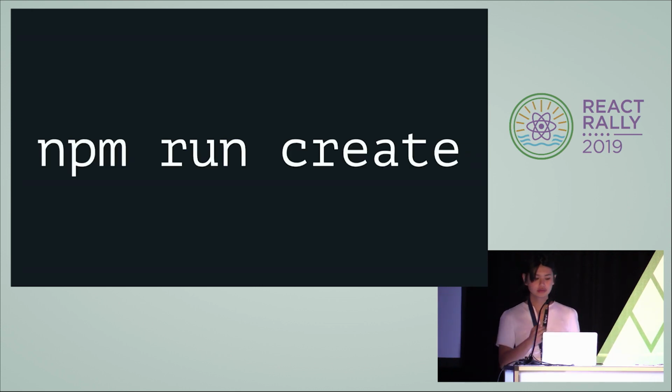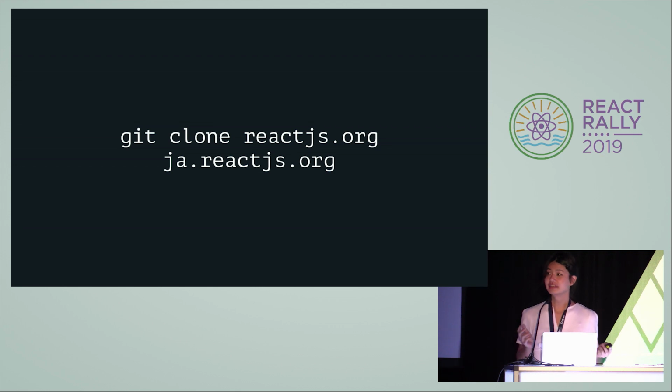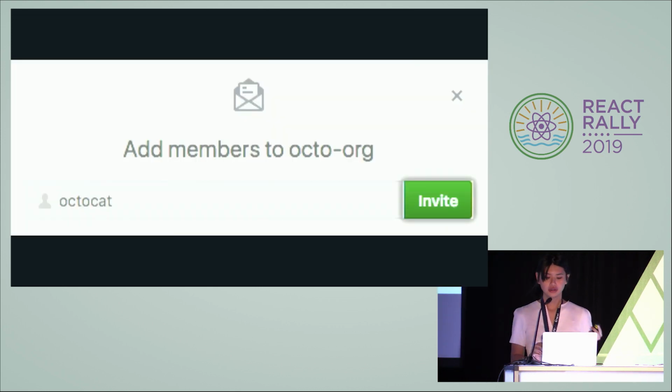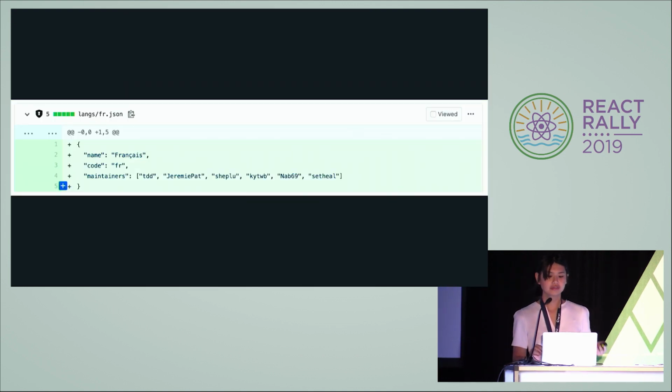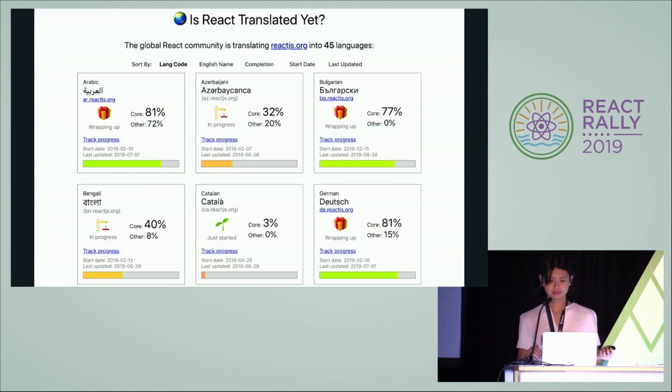I made my own create script that made a copy of the React repo, invited maintainers to the React.js org, and set up different permissions. I made it so that setting up a language was just adding a JSON file to a repo so that anyone can make a pull request to offer to be a maintainer.